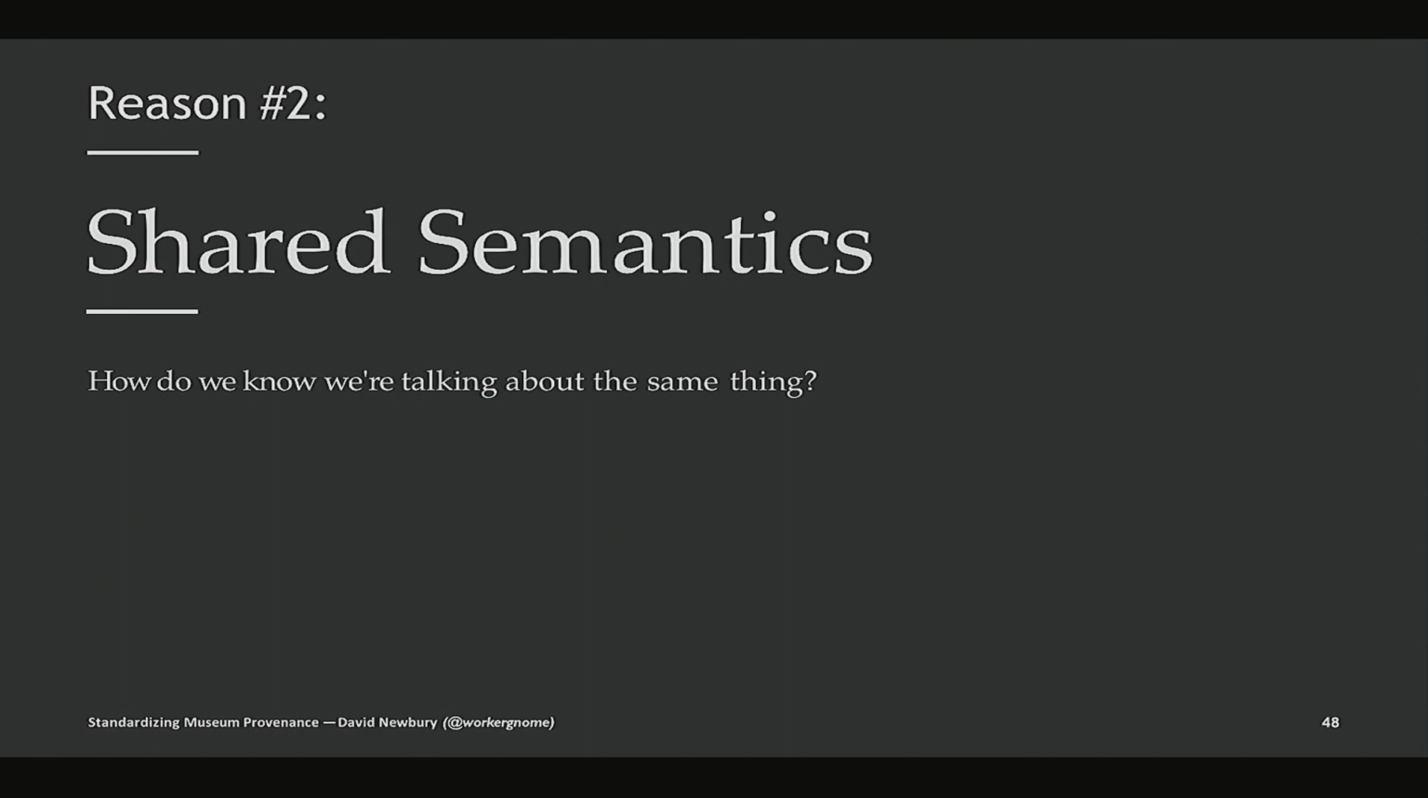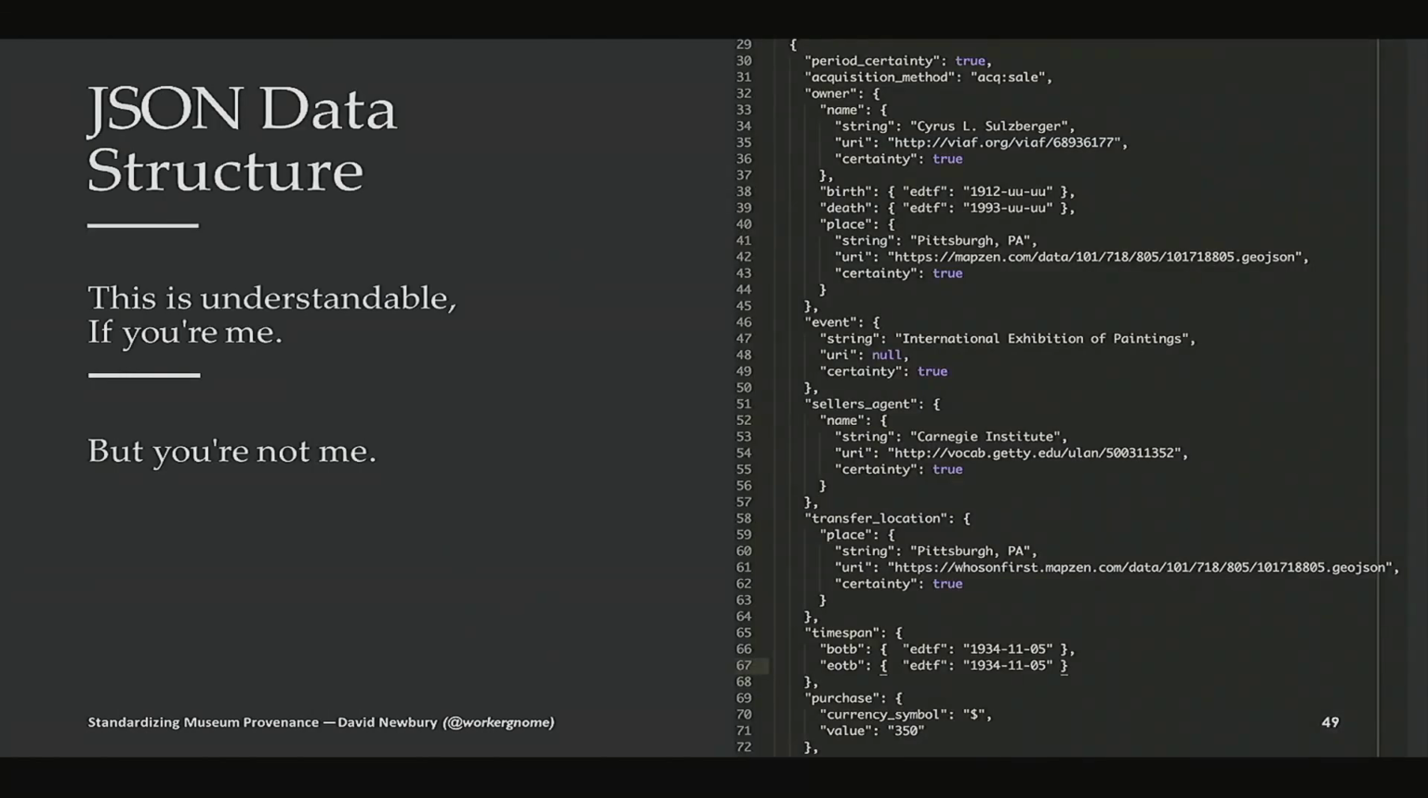And the problem that we have with this, and that linked data helps us with, is this idea of shared semantics, of when I say something and when you say something, we both know we're saying the same thing. So if I have JSON data, and I don't expect anyone to read this or understand this, this is understandable if you're me, because I wrote this. And so when I say something like, transfer location, place string is Pittsburgh, PA, that means something very specific to me in the context of our provenance. But without you being me, there's no way that you could know that that is what I mean. And when I say that the acquisition method is acquisition sale, there's no way that you could know what that means without me explaining it to you.